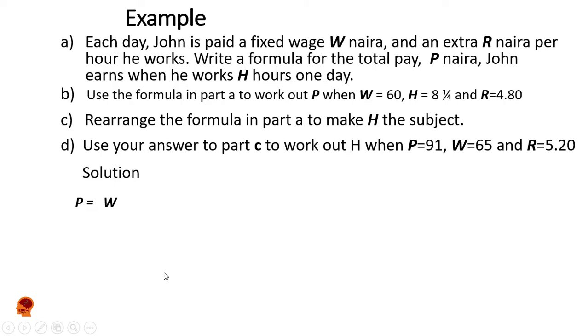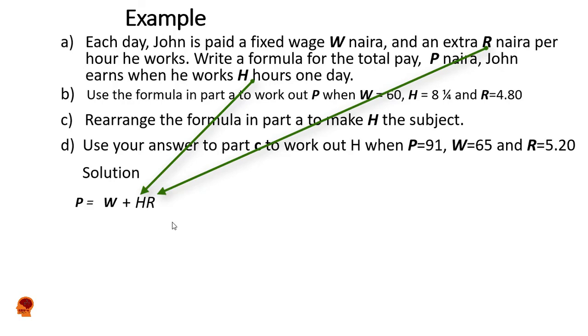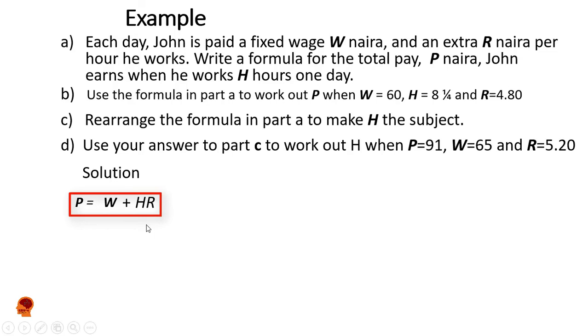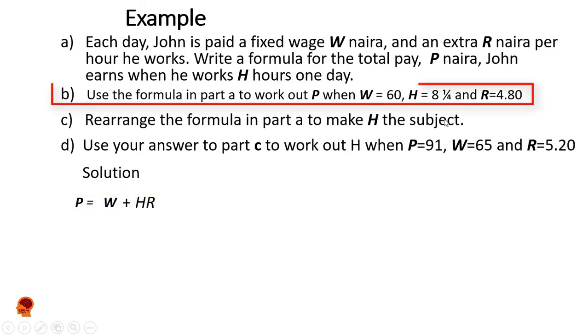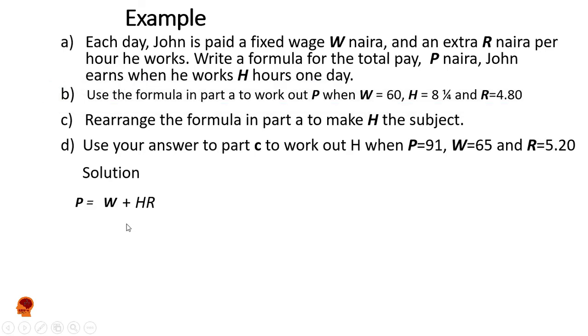So what are we going to do? So we're going to add the HR, which is the extra hours he has worked times the rate. Now we have the formula: P equals W plus HR. Fine. Now B says we should fix the values into the formula, and then we should find the answer for P.